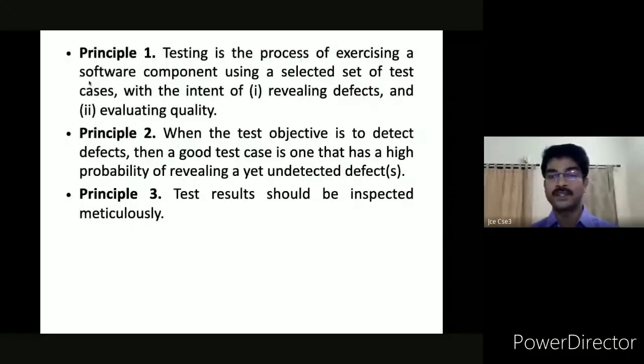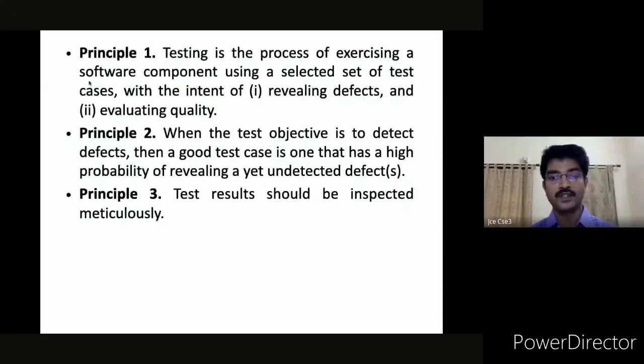The second principle says when the test objective is to detect defects, then a good test case is one that has a high probability of revealing undetected defects. Very interesting. I told you test cases play a vital role in software testing. When the test objective is to detect defects, the test case has the ability to identify more defects. So when you develop test cases, you must be very careful to generate test cases which help you identify various defects.